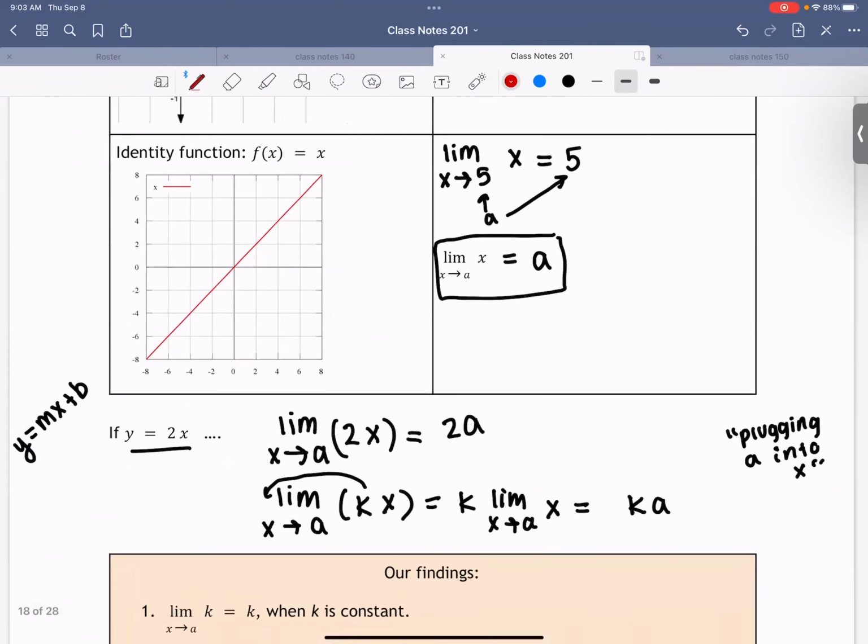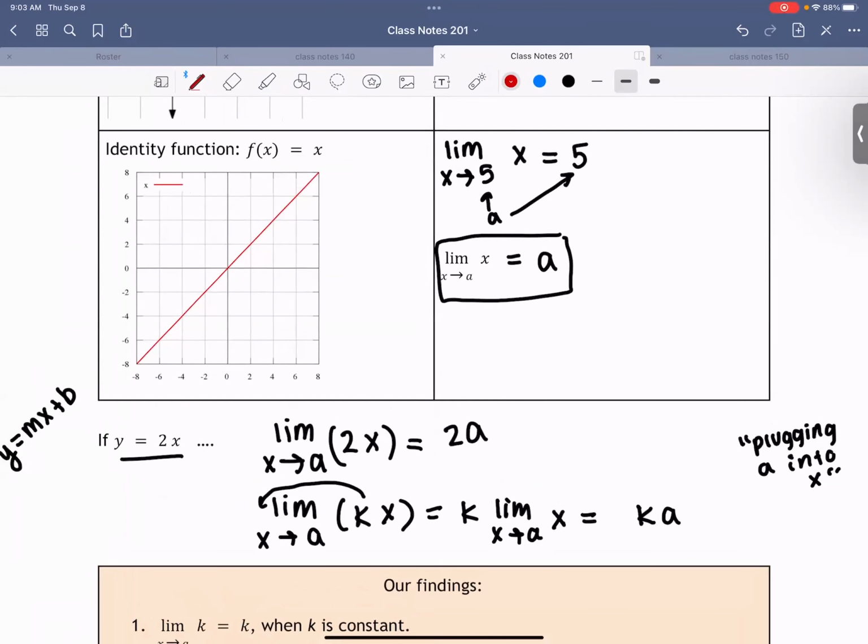We also talked about f of x equals x. And we said that we could literally just plug in whatever number we're approaching into x, and then that's our limit, right? So for example, the limit as x approaches 5 of x was 5, just plugging it in.